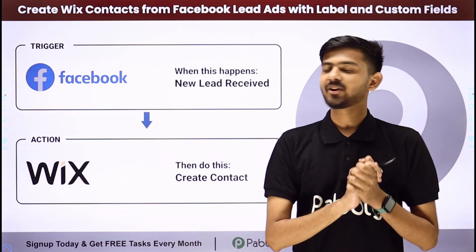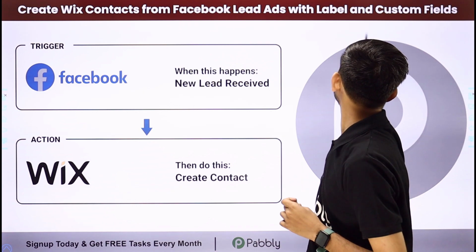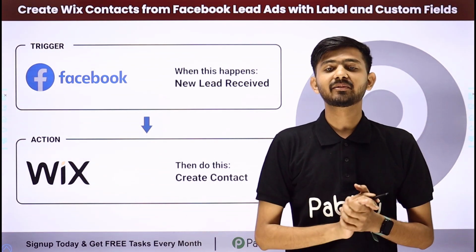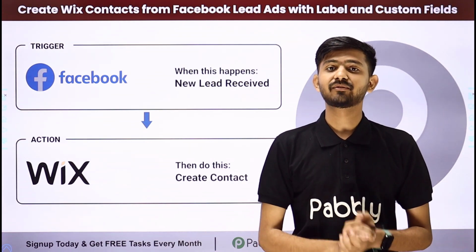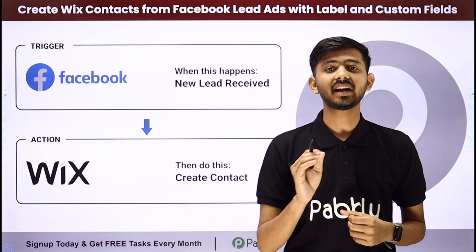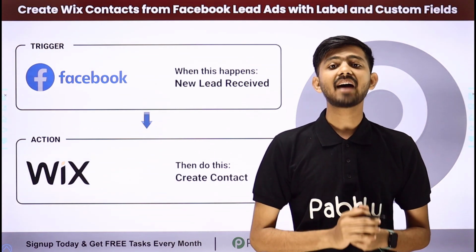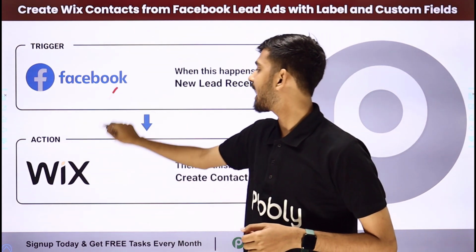Hello everyone, today our topic is how to create Wix contacts from Facebook lead ads with label and custom fields. So here my objective is that whenever I get a new Facebook lead from Facebook lead ads, then automatically I want to capture these leads and create a new contact in Wix with a custom field and a label. So for that I have to build a connection between Facebook lead ads and Wix.